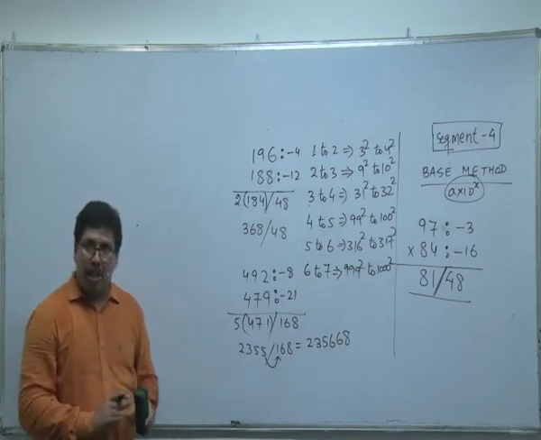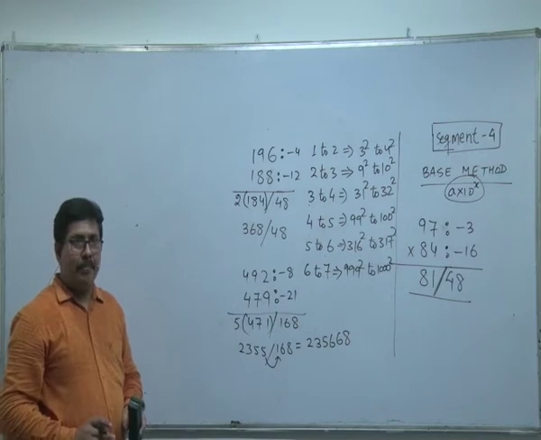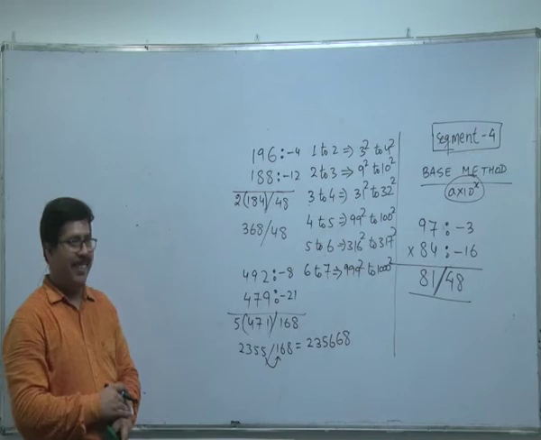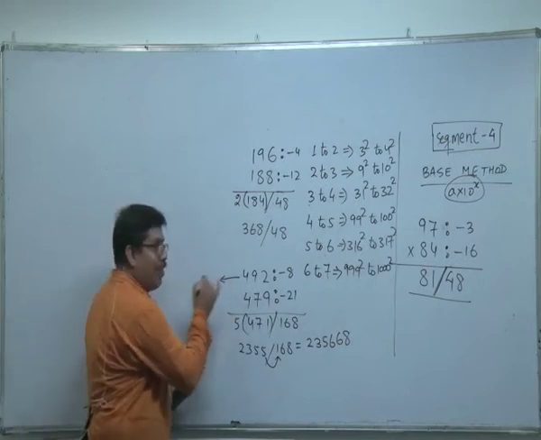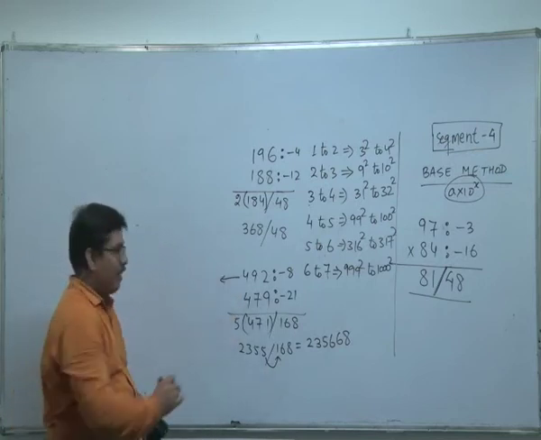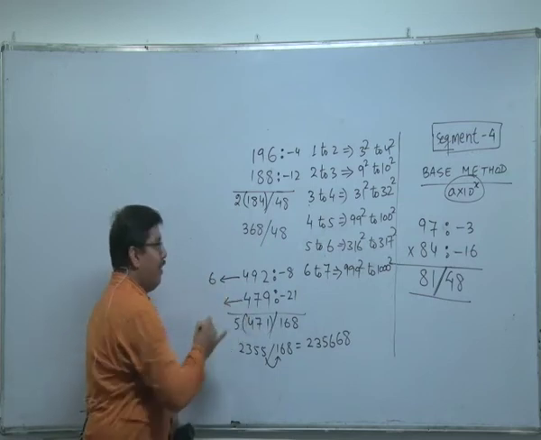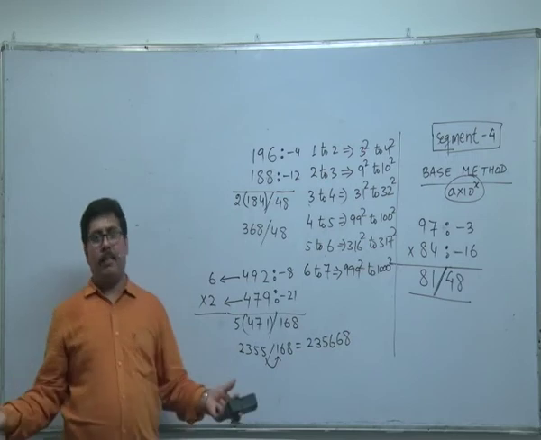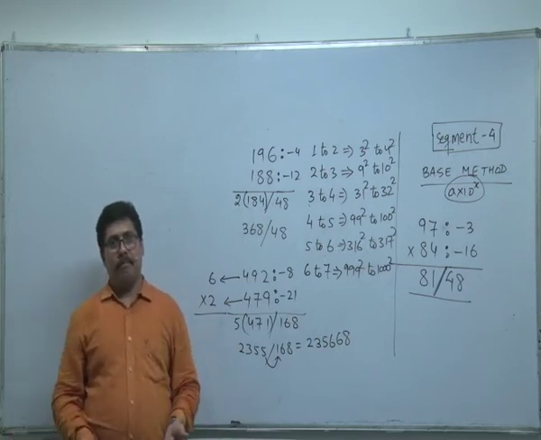Are you willing to cross-check your answer? Well, cross-checking the answer is fun. Let us cross-check the number. So 492, what is your digit sum? 6. 479, the digit sum is 2. And 6 into 2 is 3.